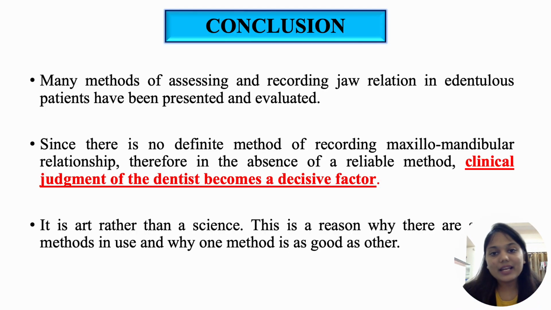So with this I'd like to conclude that many methods of assessing and recording jaw relations in edentulous patients have been presented and evaluated. But since there is no definitive method of recording the maxillomandibular relationship, in the absence of a reliable method, the clinical judgment of the dentist becomes a decisive factor. Now, recording the facebow is an art rather than a science. Definitely it's a science, but moreover it is the art of the dentist, a prosthodontist. This is the reason why there are many methods used, and one method is as good as another.